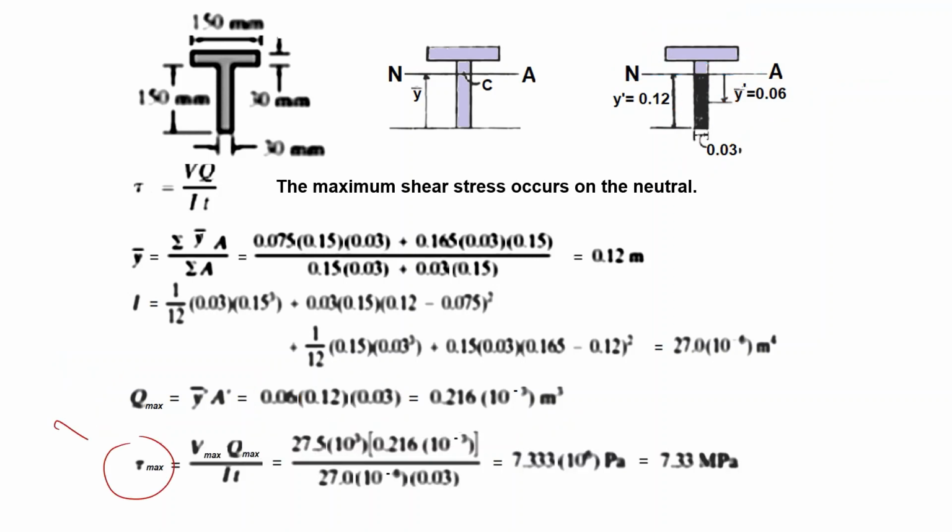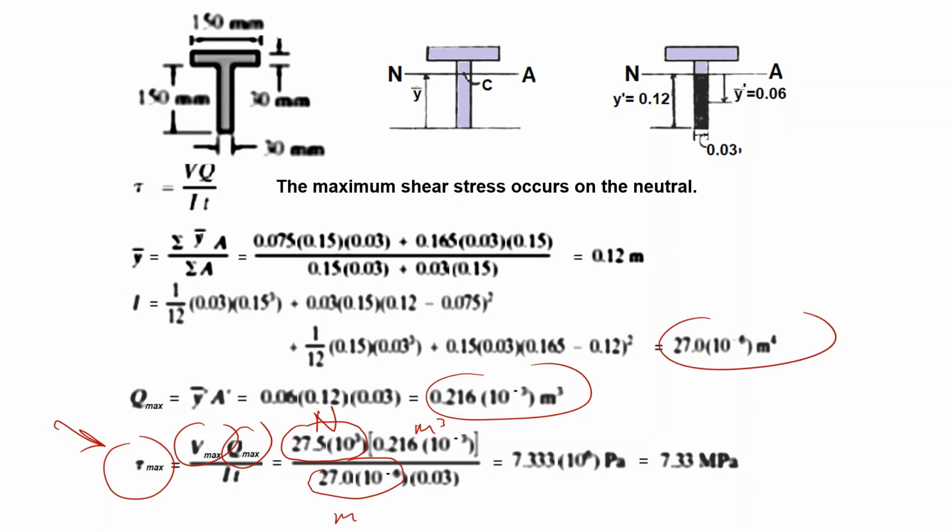Now take the stress formula. Q max, 27.5 kilonewton. This is in newtons. Q max we have calculated as meter cube, and this value is the moment of inertia, and that is the width. The result will be in Newton per square meter, which is pascals, and you can convert to megapascal, and the maximum shear stress on the neutral axis will be 7.33 megapascals.